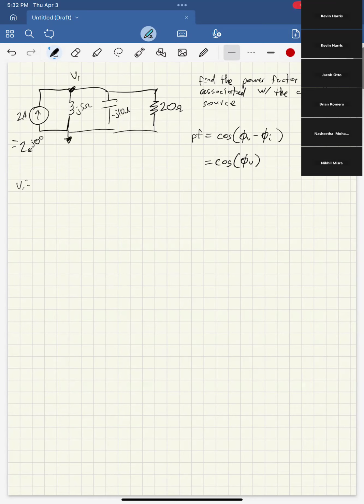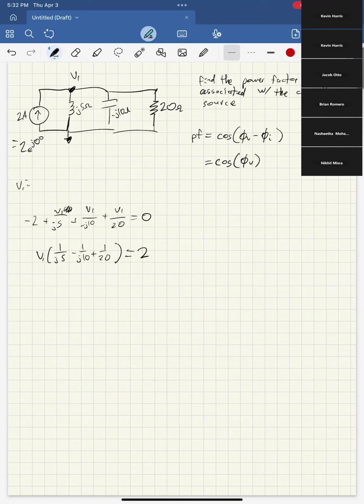At V1, we have -2 because it's 2 amps going in, plus V1 over j5, plus still V1. There's only one voltage. I guess it's V1 minus 0, but I'll omit that. So V1 over negative j10 plus V1 over 20 equals 0. You can rewrite this quite succinctly as V1 times (1 over j5 minus 1 over j10 plus 1 over 20) equals 2.